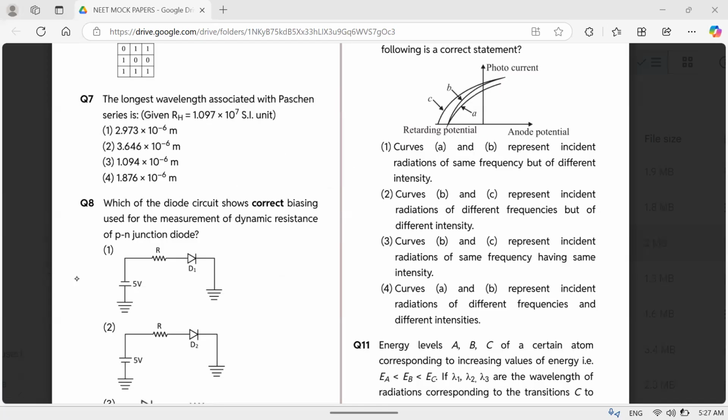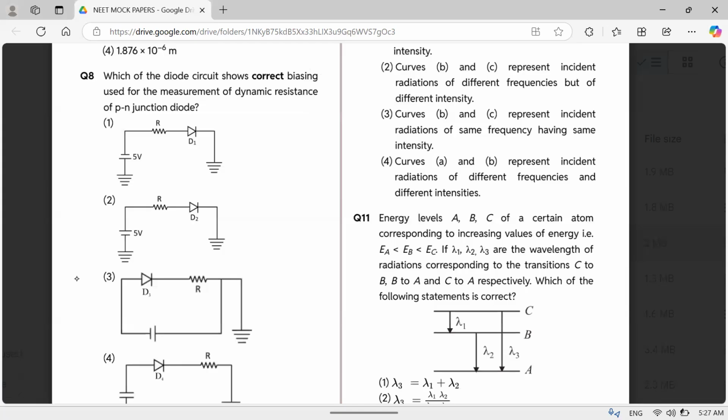So, question number 8, beta. Make it fast. Which of the diode circuits shows the correct biasing used for the measurement of dynamic resistance of a PN junction diode? You should give me the answer. First one is forward bias or reverse bias? Forward. This is P, this is N. So it is your reverse bias.